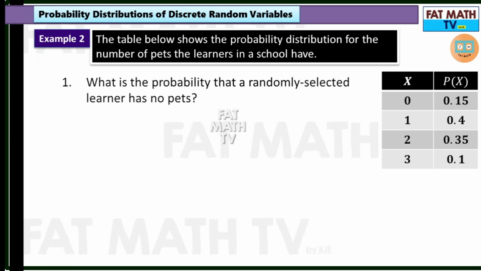First question, what is the probability that a randomly selected learner has no pets? So you just look at 0. The corresponding probability is 0.15. And that is the answer.